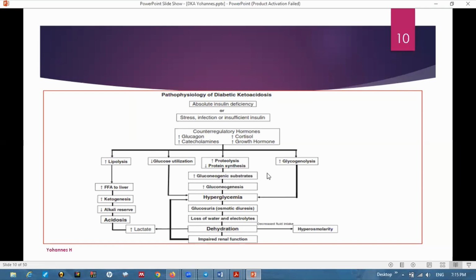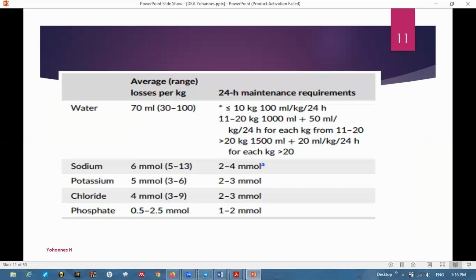So overall, in DKA most of the time they are in a hyperosmolar state, so it can be difficult to detect the dehydration easily. Every DKA patient is by definition dehydrated. So those are the estimated average losses in DKA. Water around 70 ml per kg, can range 30 to 100 ml. Sodium 6 millimole, ranges from 5 to 13. Potassium, the average is 5 millimole. Chloride 4 millimole. Phosphate 0.5 up to 2.5 millimole.